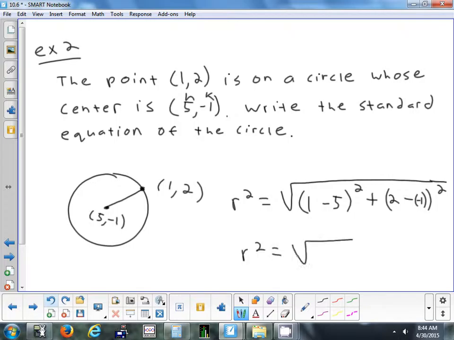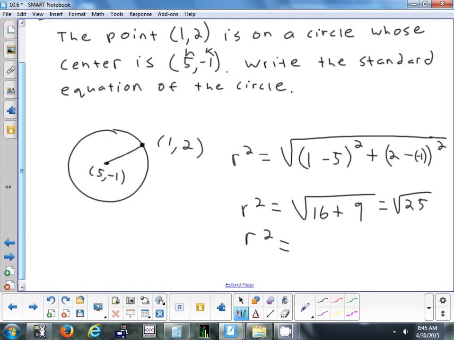So let's do that out. 1 minus 5 is -4. What's -4 squared? 16. Good. Okay, next, as Luke just said, minus -1 becomes +1. 2 plus 1 is 3. 3 squared is 9. What's 16 plus 9? 25. And what's the square root of 25? 5. Okay.